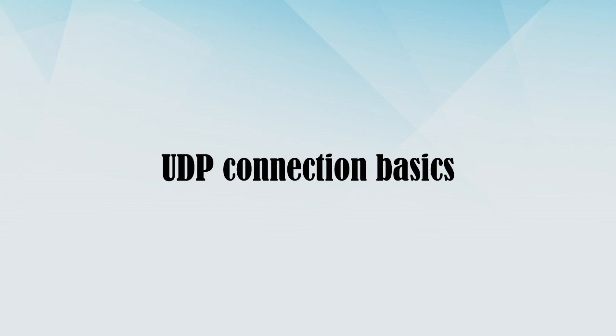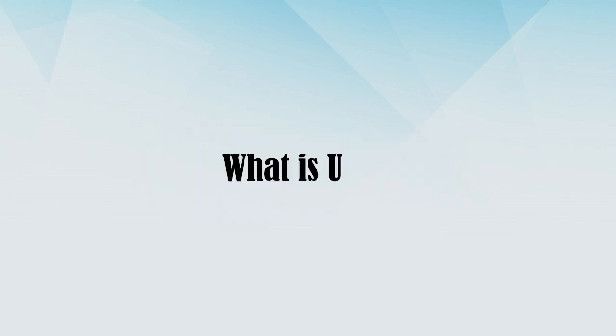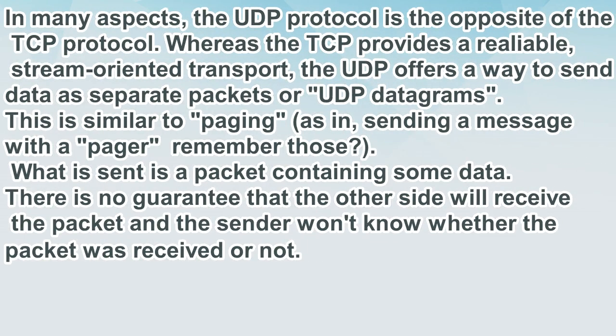UDP connection basics. What is UDP? In many aspects, the UDP protocol is the opposite of the TCP protocol, whereas the TCP provides a reliable, stream-oriented transport. The UDP offers a way to send data as separate packets or UDP datagrams. This is similar to paging, as in sending a message with a pager.